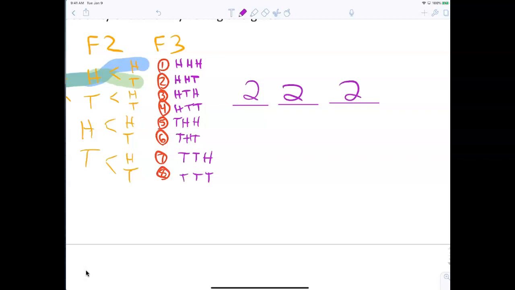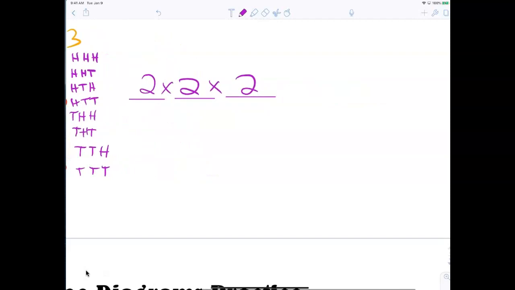They're all up. Yes, here we go. We're multiplying. 2 times 2 is 4 times 2. Yes, that means there are 8 different possibilities.